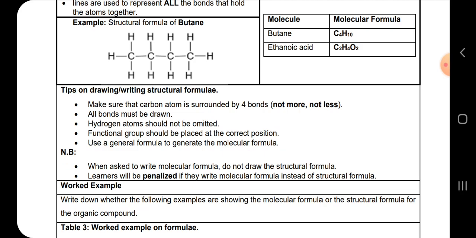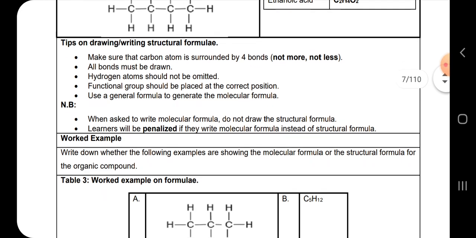All bonds must be drawn. Hydrogen atoms should not be omitted. The functional group should be placed at the correct position. Use a general formula to generate the molecular formula. I will tell you all about functional groups in the video I have linked in the description box. Please check that out. It's very important.